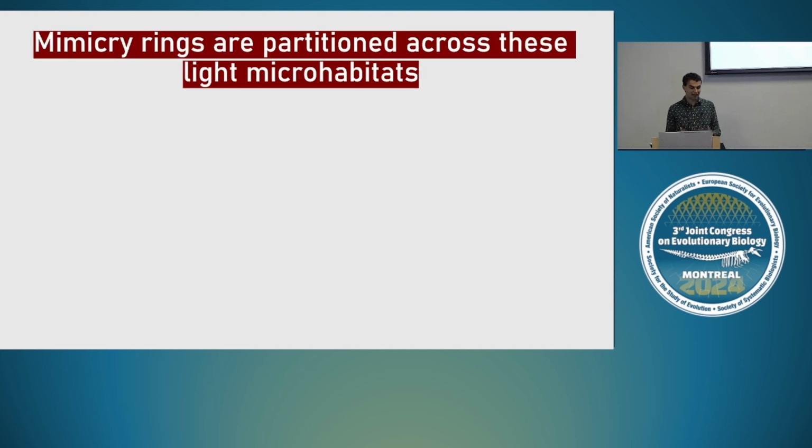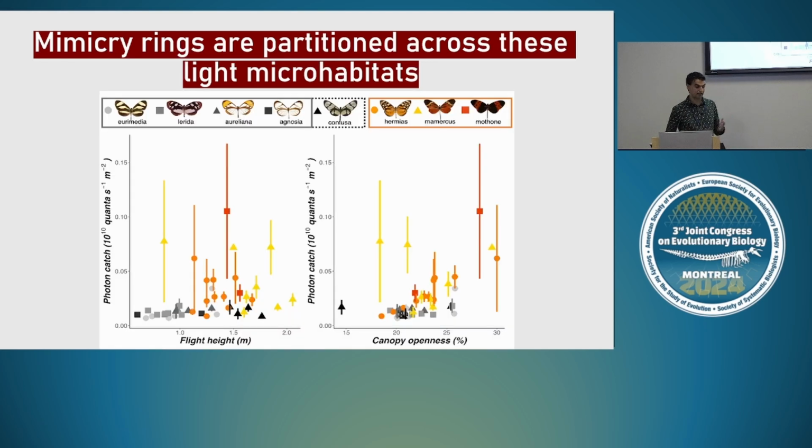But what we then went on to show is that those ithomiine mimicry rings that I showed you earlier are partitioned across these light microhabitats. So again, here we've got photon catch plotted against 2 other ecological variables, flight height and canopy openness, where each point is a different ithomiine species and it's color-coded by its mimicry ring.